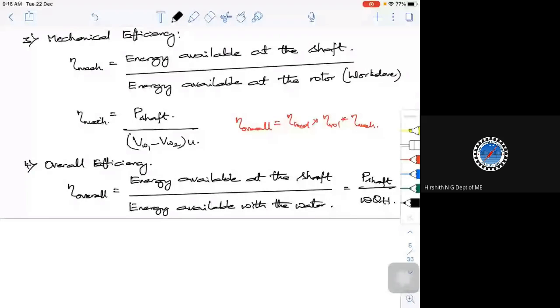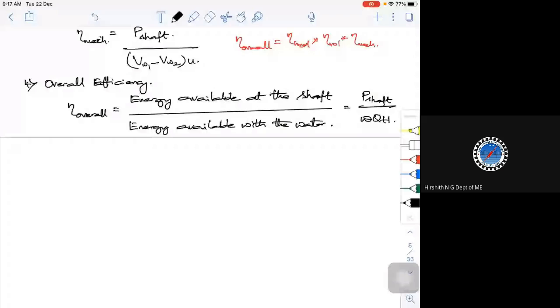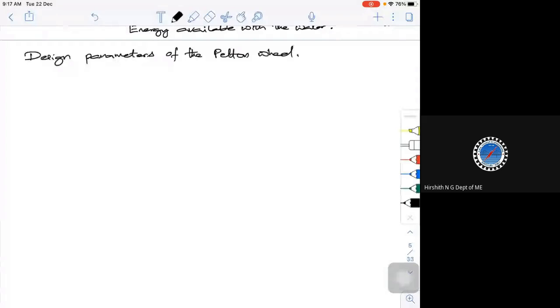Okay. Now, we are trying to solve numericals on the Pelton wheel. When you are solving these numericals, there are certain things which may be given in the problem statement that we need to understand. We call those the design parameters of the Pelton wheel. So what is this actually?